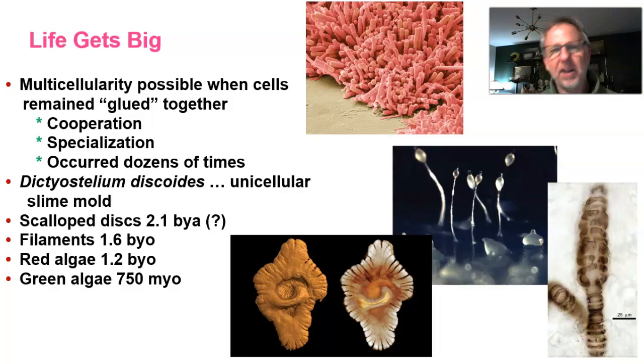Now, multicellular life is only possible when cells that are dividing remain glued together to be part of the same organism. And this requires several characteristics to originate. Cooperation. The cells that are dividing need to be cooperating with each other, helping each other. We are cooperatives of trillions of human cells, animal cells. Specialization.